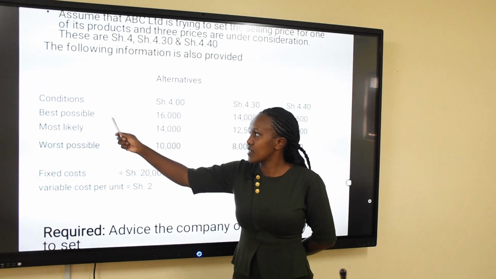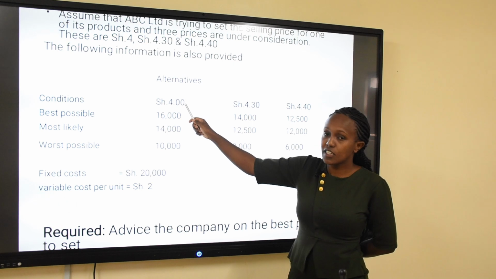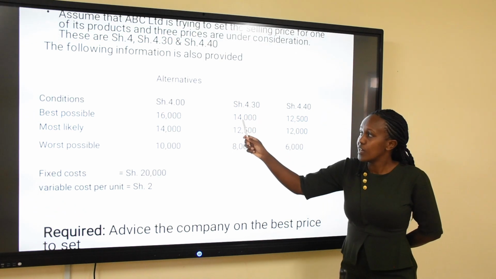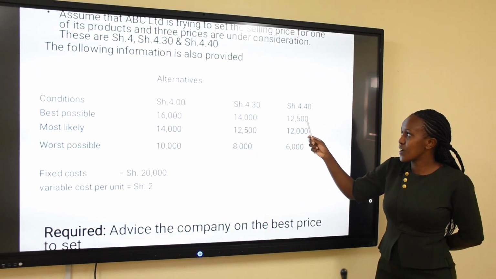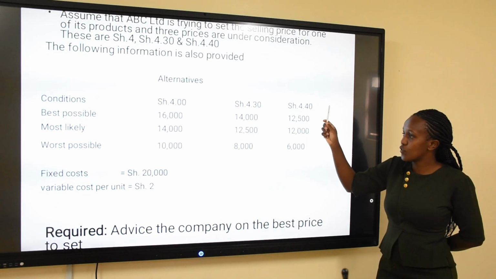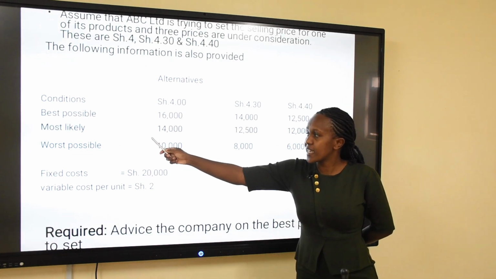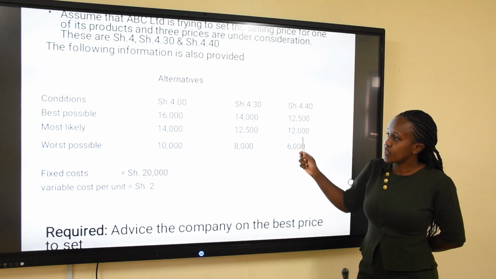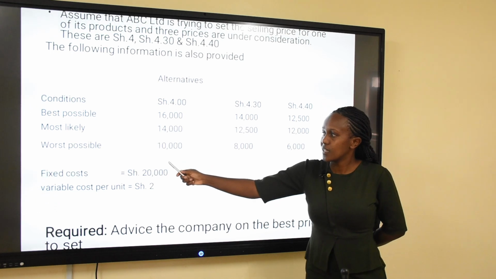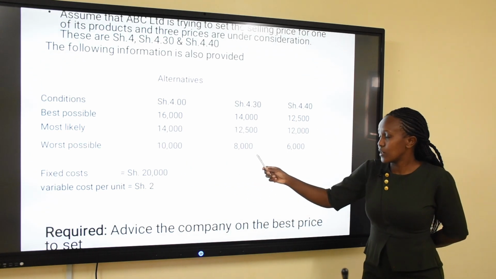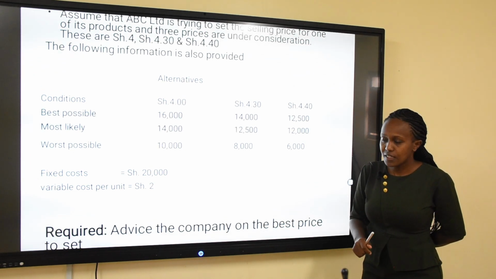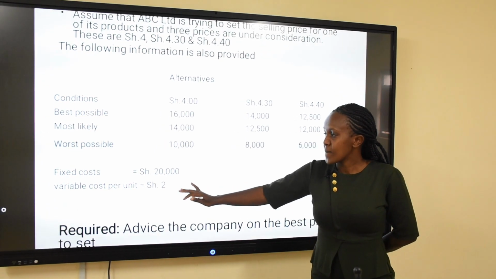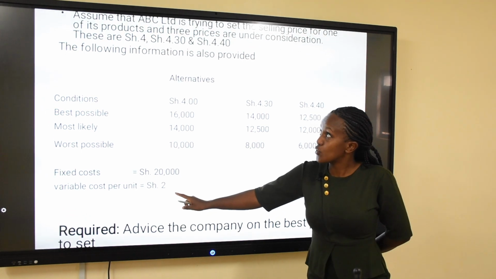So when things are at their best, they can sell 16,000 at a price of 4 shillings. When things are at the best, they can sell 14,000 units at a price of 4.3. And when things are best, they can sell 12,500 units at a price of 4.4. At the middle, when it's most likely, you can sell 14,000 units, 12,500 units, and 12,000 units. And at the worst, you can sell 10,000, 8,000, and 6,000. Further, you are told that the total fixed cost, which is constant, is shillings 20,000, and the variable cost per unit is shillings 2.